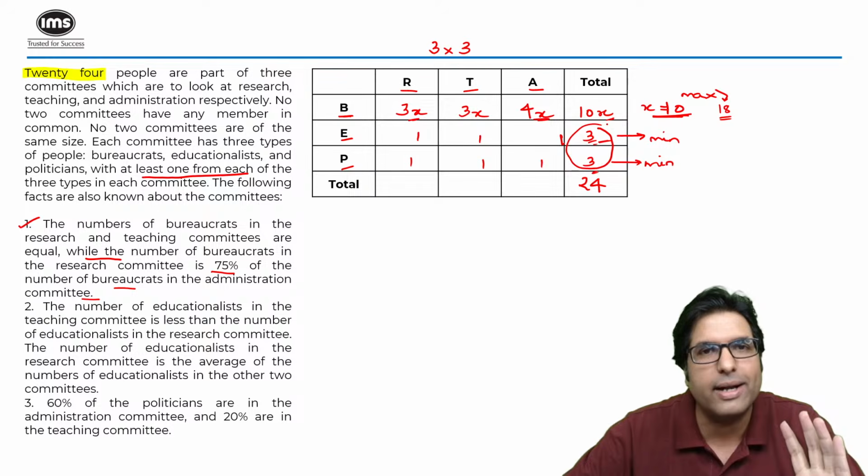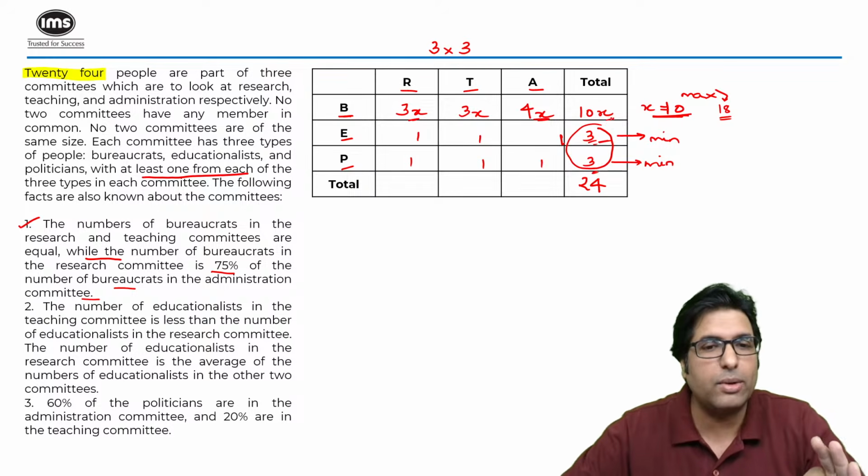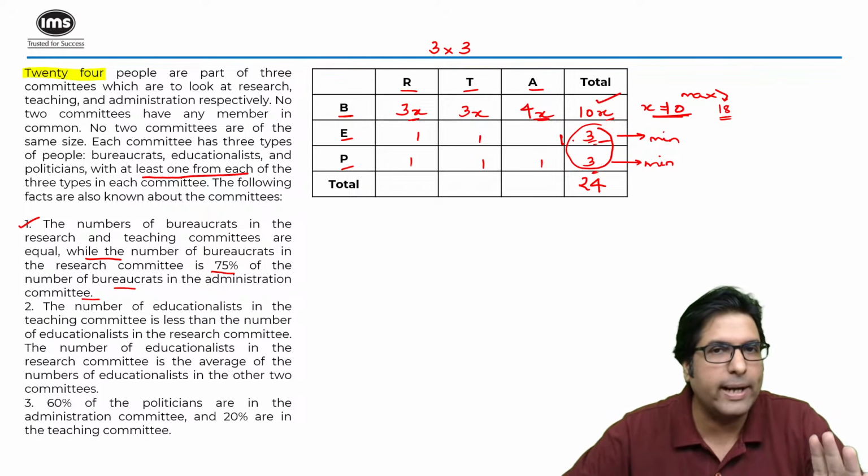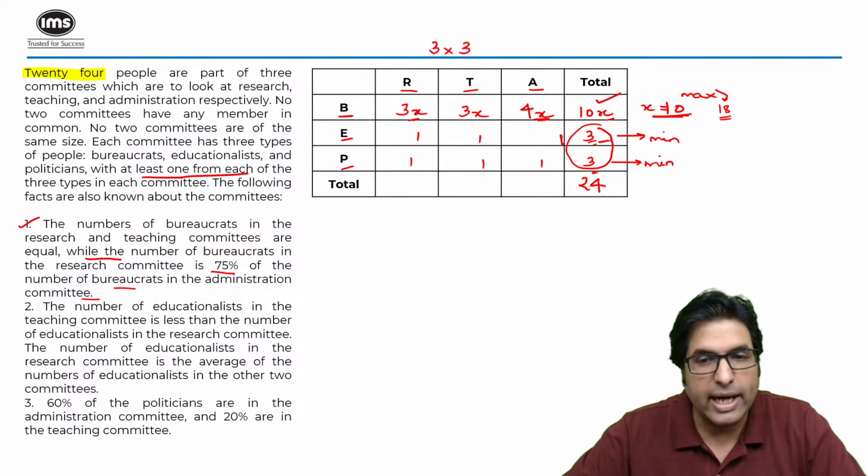Can I put x as 1? Yes. If I put x as 1, then this value will be equal to 10. I hope this is clear. So 10 is possible. Can I put x is equal to 2? If I put x is equal to 2, what will happen? This will become 20. 20 and 3, 23 and 3, 26. This will exceed the grand total given, which means I cannot keep x equal to 2 as well.